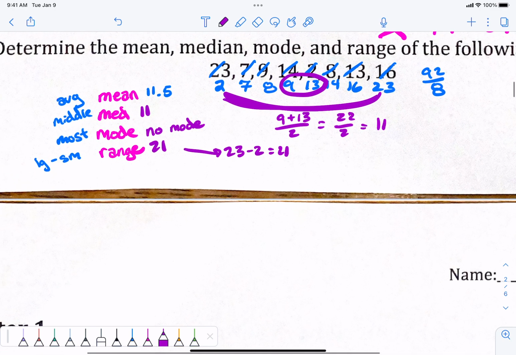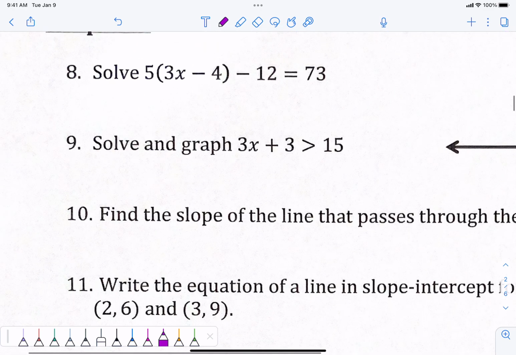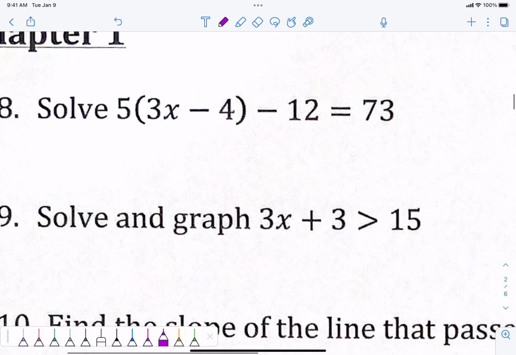Moving on. Next problem. Right fast. We're already halfway through. We're not halfway, we're halfway through the first page. We got lots to do.